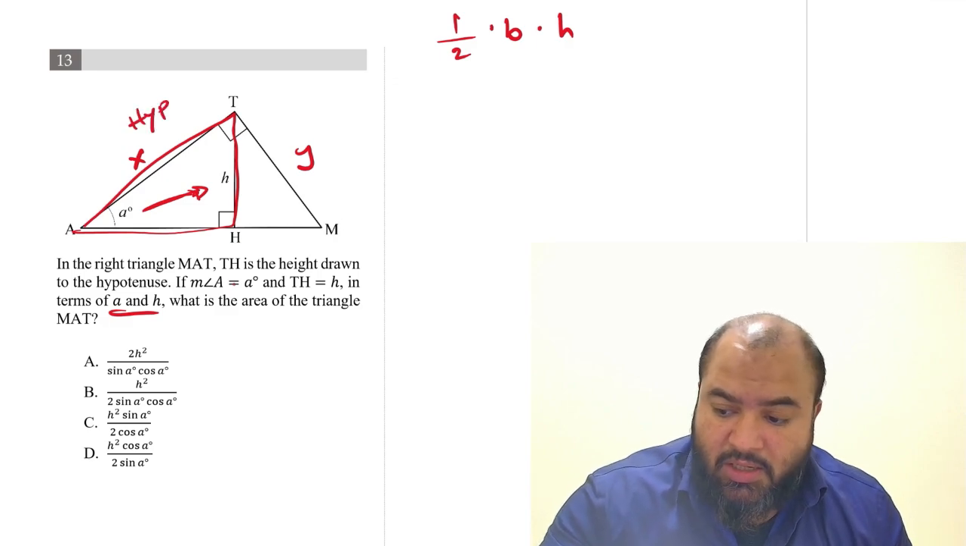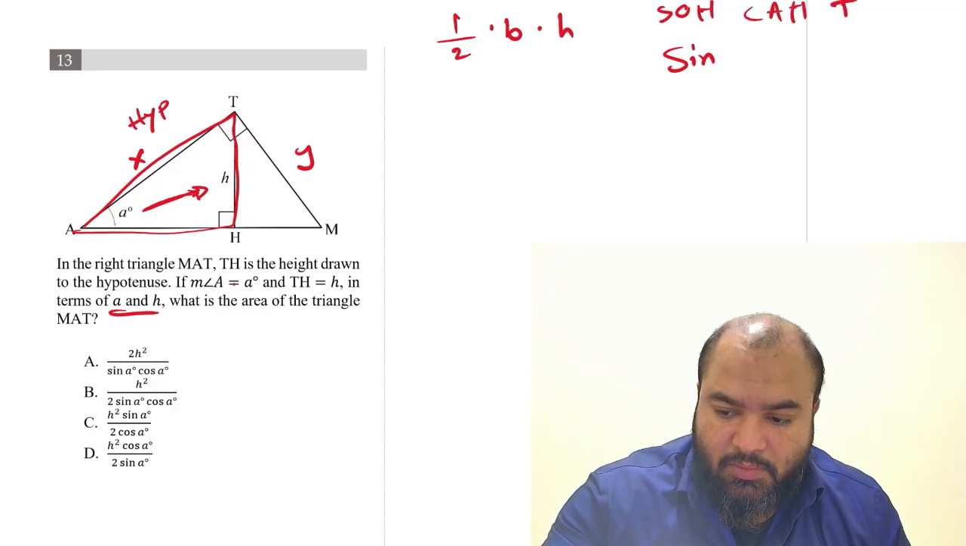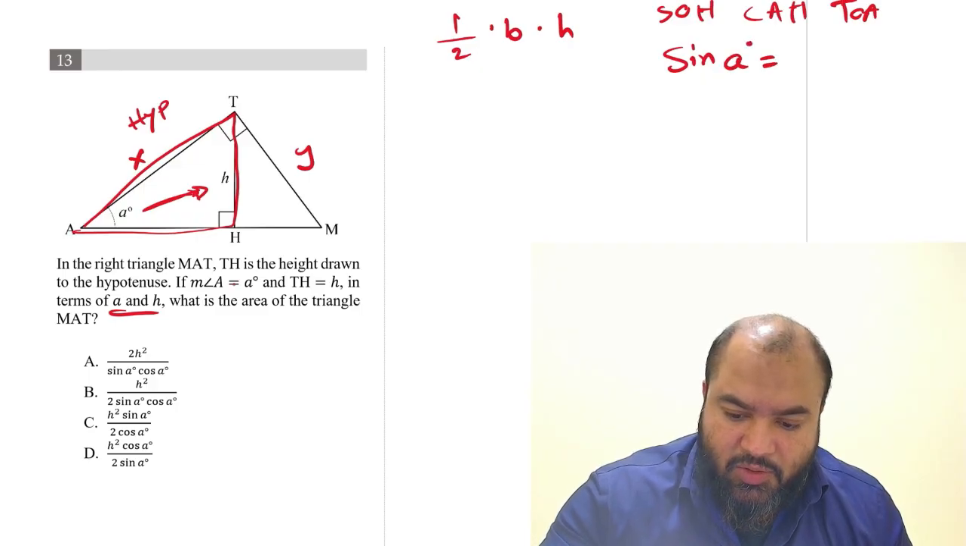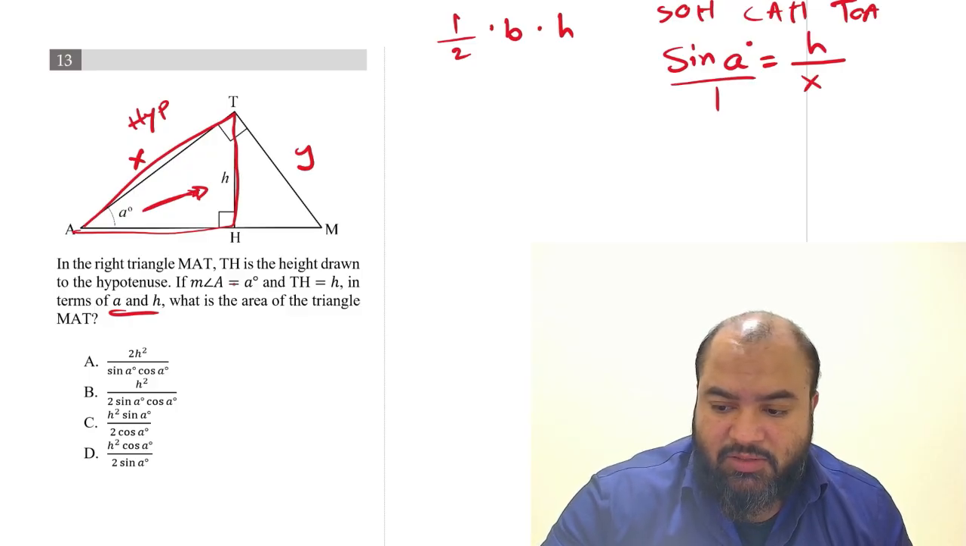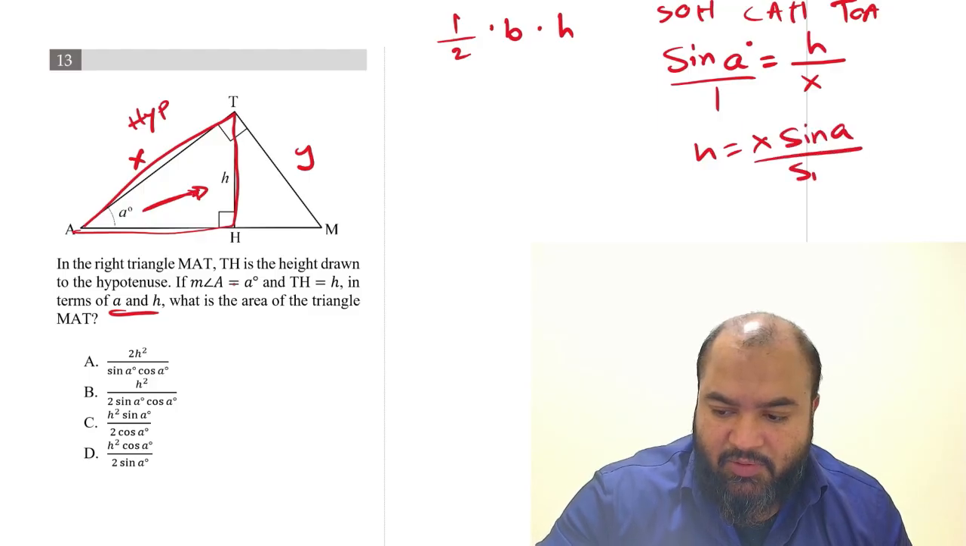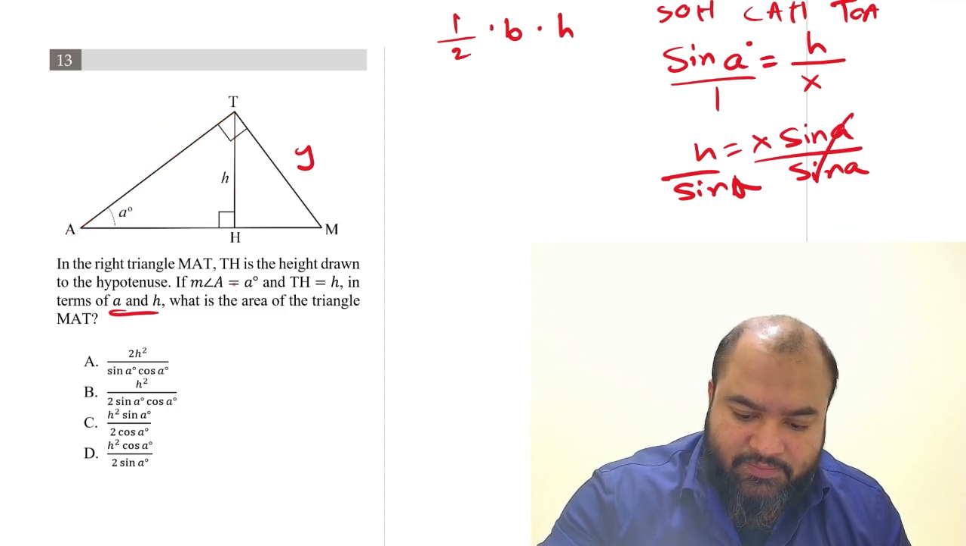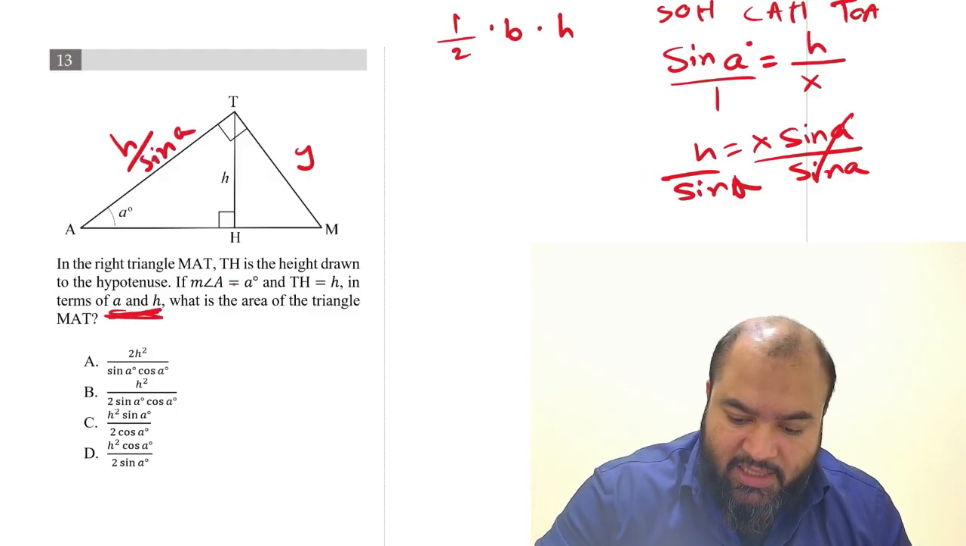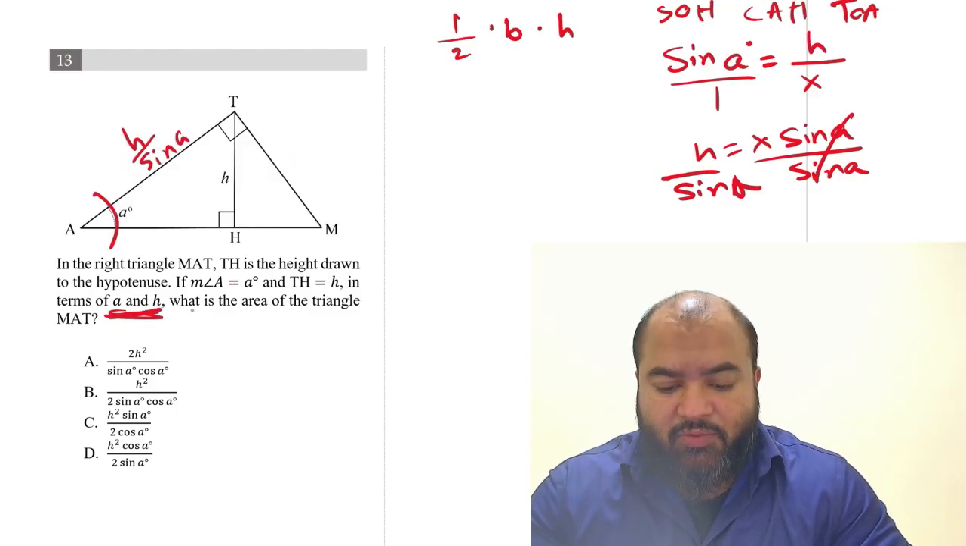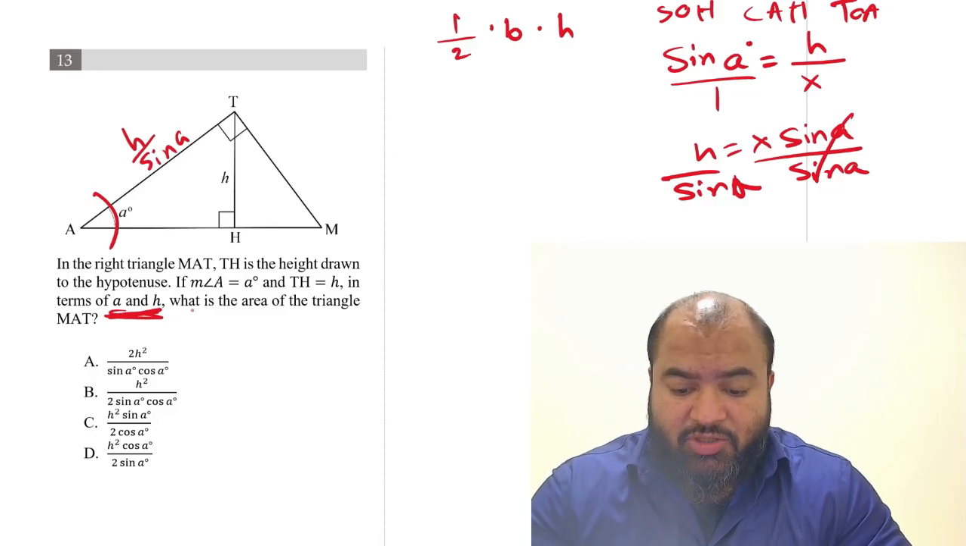So I can use sine, you know the SOHCAHTOA. So sine angle A degree is equal to opposite h over hypotenuse x. Now if I cross multiply, h equal to x sine A. Now if I divide both sides by sine A, now I know x is h over sine A. So that's what I'm going to write here. So I have one part. Now I need to find the area of the big triangle, right?